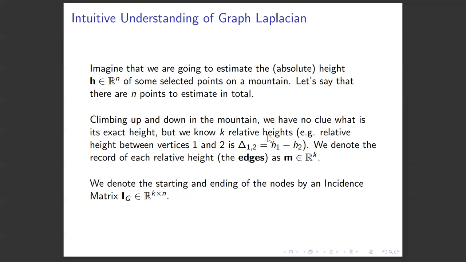We cannot know this beforehand, but we can know the relative distance between each other. So there may be some path. I can go from here, and you are at another position on the top of the mountain, and I will have a path. The path is like the graph edge to go to the other position. So that's a very intuitive understanding.